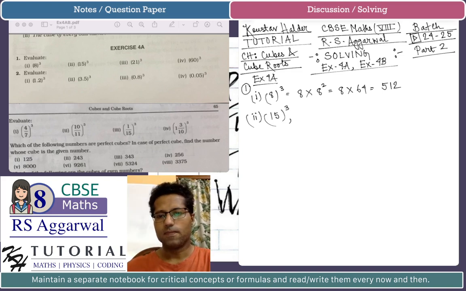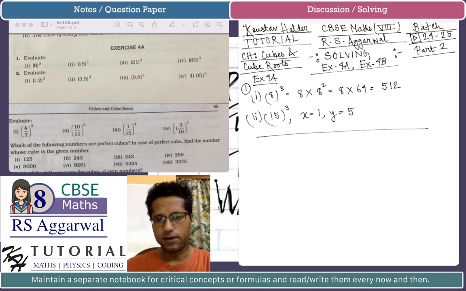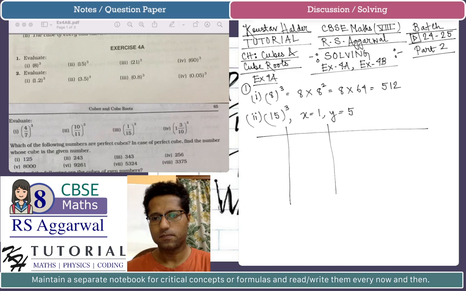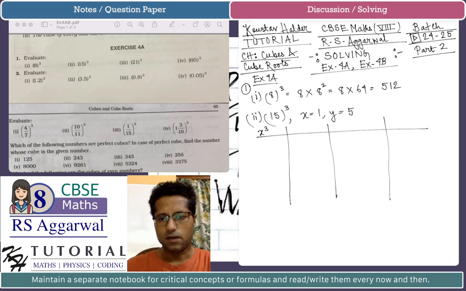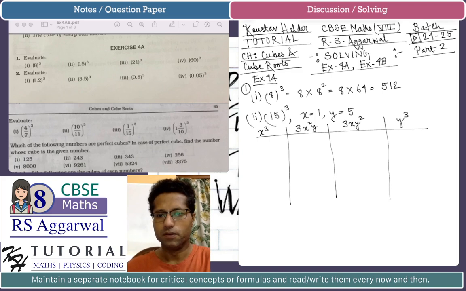So 15 cube. We know x, the digit in the tens place, is 1, and y, the digit at the units place, is 5. So we create a table with 4 columns, with headings x cube, 3x square y, 3xy square, and y cube. Now we have to write the values of x cube, 3x square y, 3xy square and y cube below the headings.